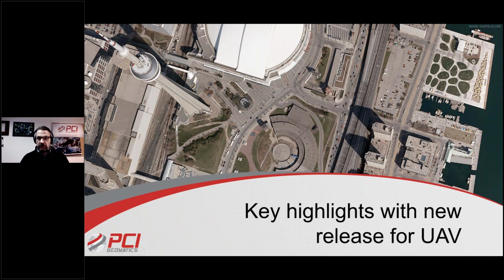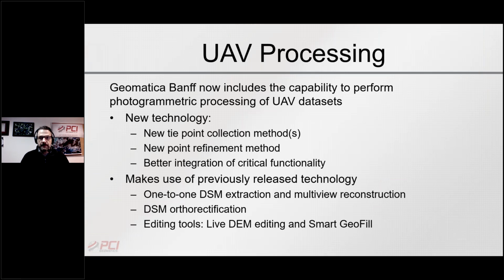So I'm going to go through the highlights of the release as it relates to UAV. We have the ability to perform end-to-end processing for UAV data sets because of some new technology that's been added. We've added new tie point collection methods. We have a new point refinement method for both ground control points and tie points. And we also have integration, in general, of this functionality within our tools specifically for UAV.